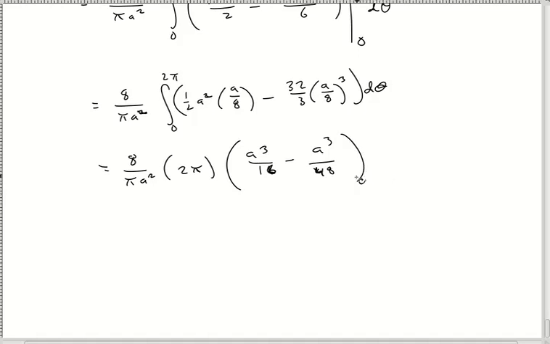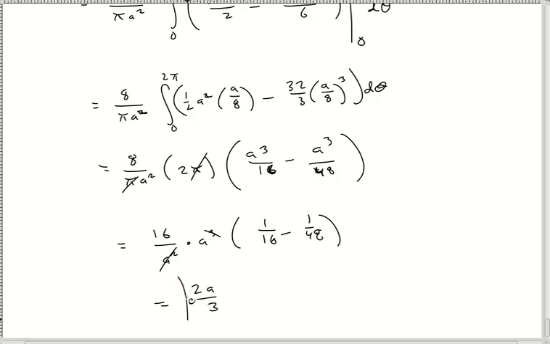Okay. When you cancel your pi's out, your 2's make a 16. Here you got 16 minus a 48 is something. But they're both cubes, so you can pull the cube out. And essentially here we got 16 over a squared times a cubed times, well, just some kind of fraction. I would use the calculator for that one. Notice that your squares are going to cancel out right there. It actually all ends up being 2a over 3, so 2/3 a. Wow, all that for just 2/3 a.